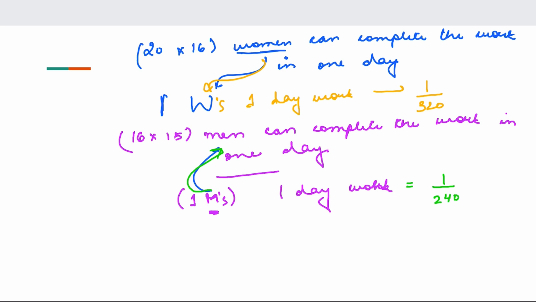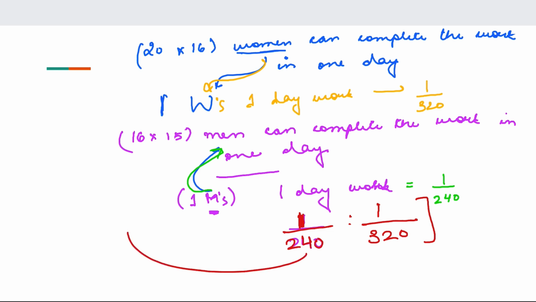So now we require the ratio. Alright, we require the ratio of man to women. So it's going to be 1 by 240 is to 1 by 320. So if I do the calculations, this is going to turn to 1 by 3 is to 1 by 4. And this is nothing but 4 is to 3.